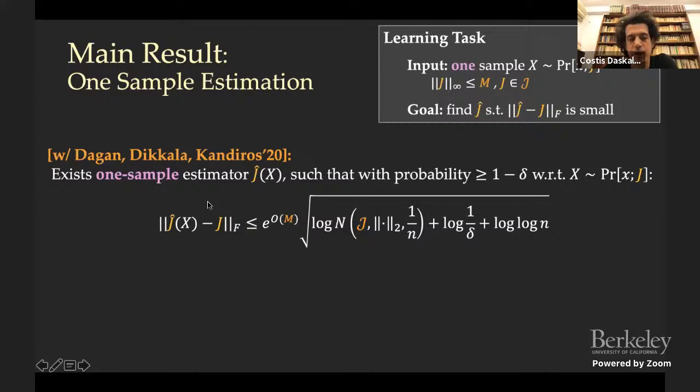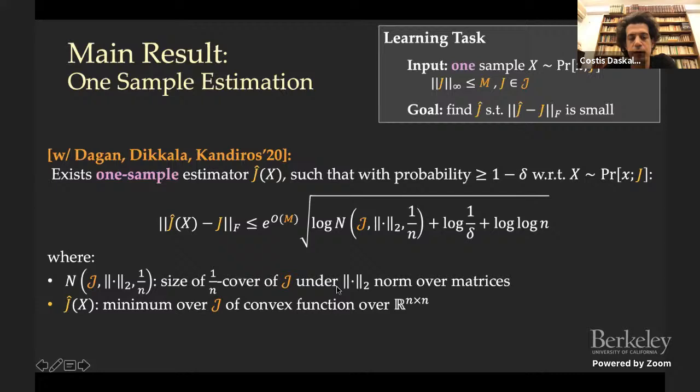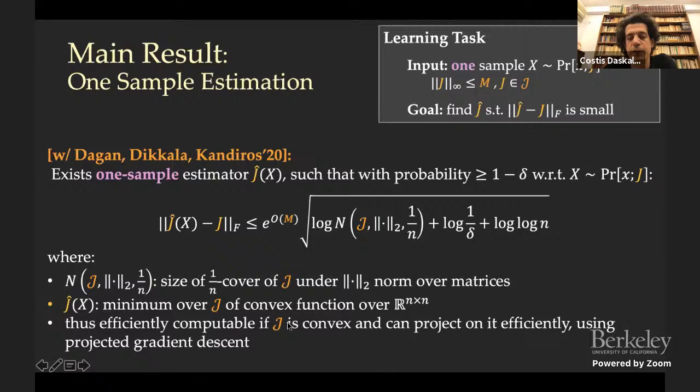the estimation error is bounded by that single exponential that's unavoidable, times the root of some stuff. This stuff is log of the size of the network, log 1/delta, the probability of error. And this is the important thing: the log of the covering number of this family of matrices at radius 1/n with respect to the operator norm, which is what I'm writing here. Moreover, our estimator is the minimum over this family, cal J, of a convex function. So in particular, it can be efficiently computed using gradient descent if this set is a convex set and you can project on it.